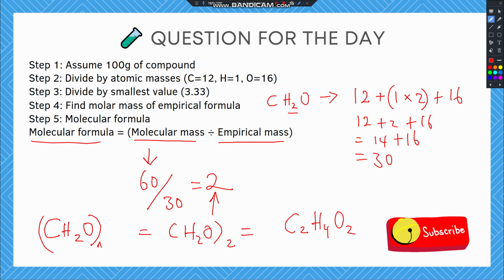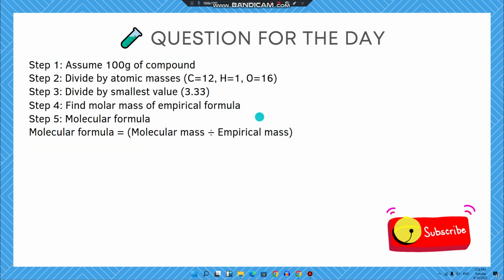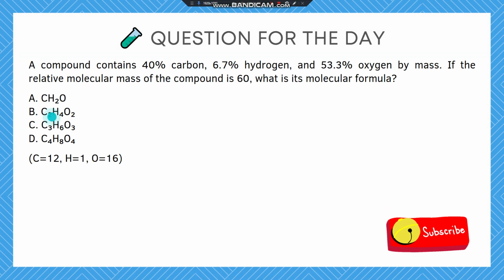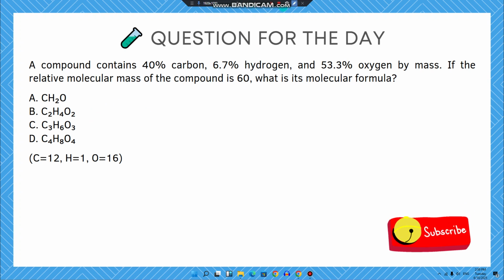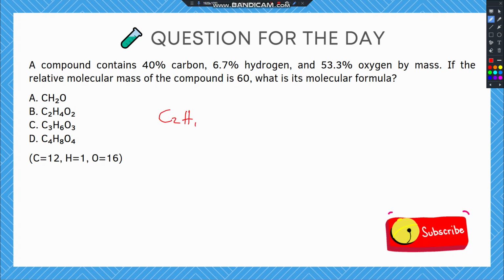That gives us C2H4O2. Is there any option like that among all the options? C2H4O2. Let's check it out. Yes, we have that as option B, C2H4O2. That's option B.